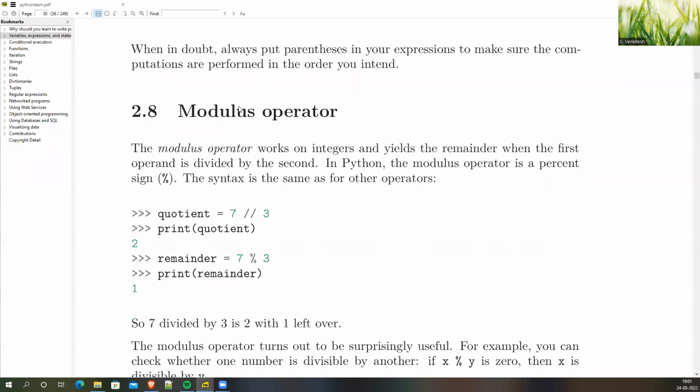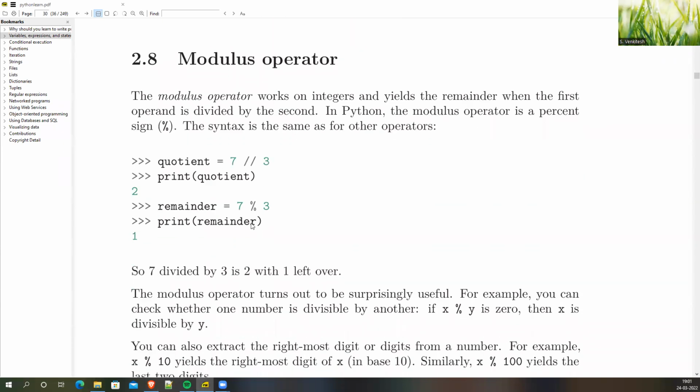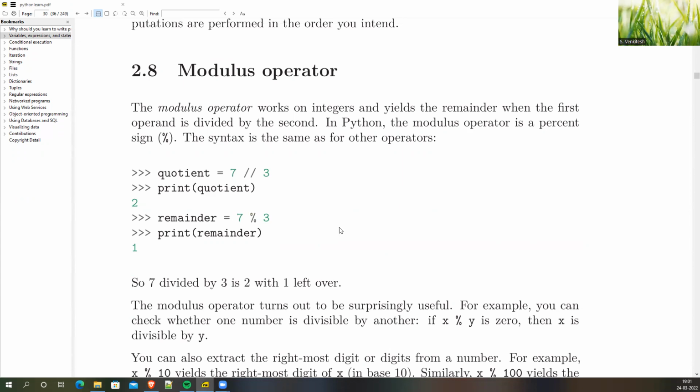Okay, and the modulus operator we have just seen. Once again, when you take the double slash, it is the quotient, and when you take the percentage symbol, that is the remainder. Is that okay?